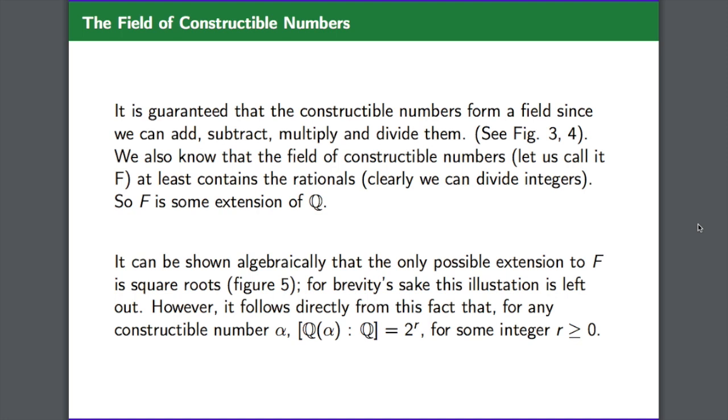And this is really the crux and the crucial point to proving why these problems are impossible. Just remember that the degree of an extension field of Q with a constructible number must be 2 to the power r for r an integer.